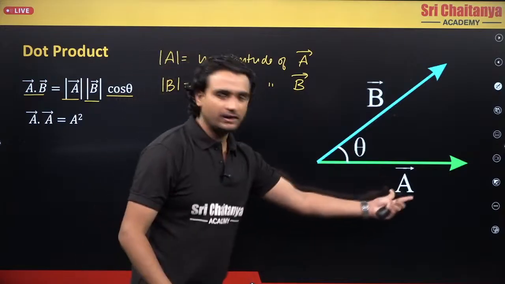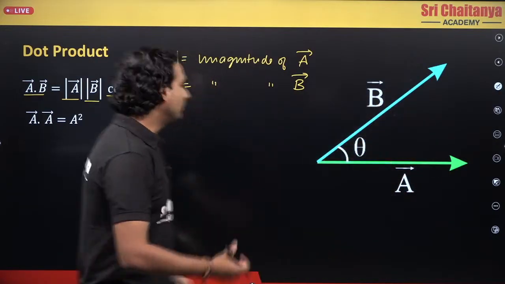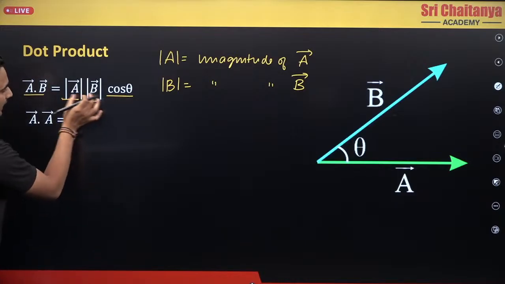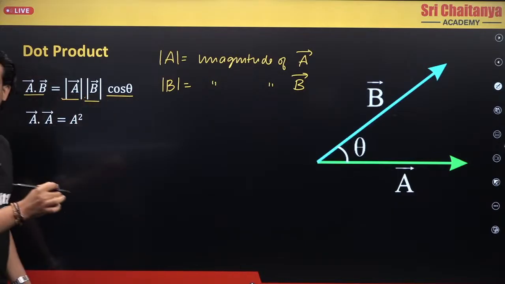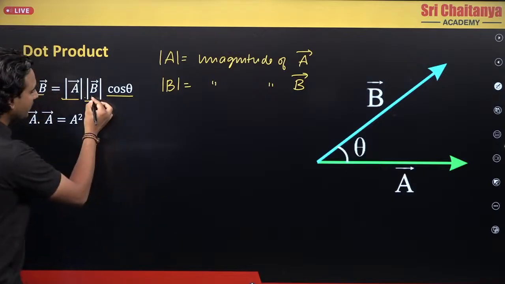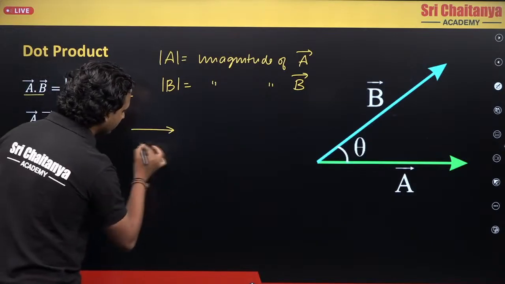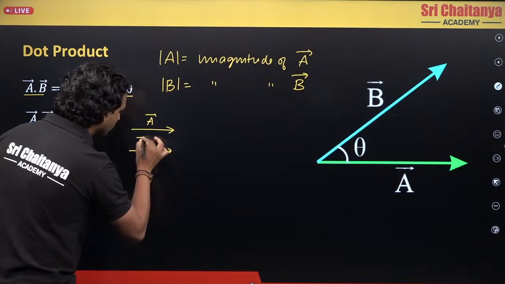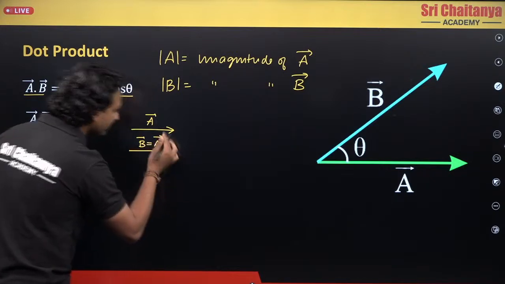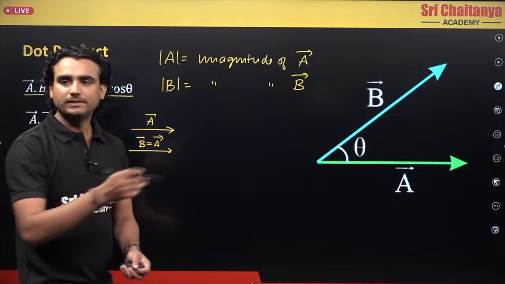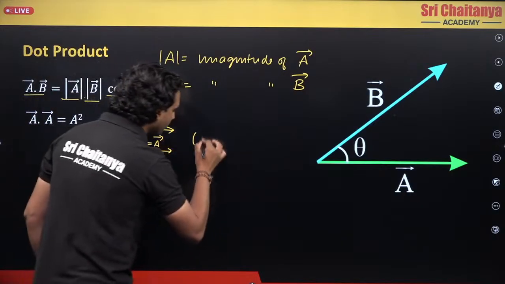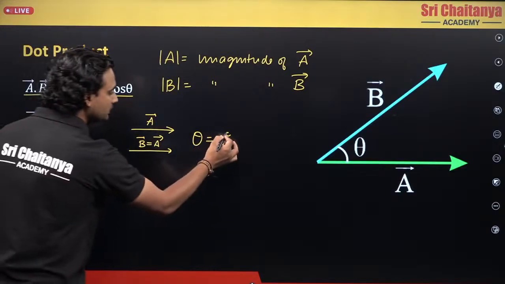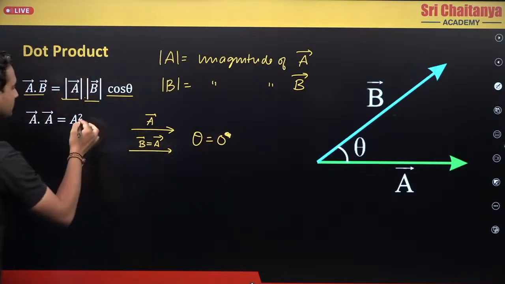So here I have vector A, here I have vector B, and this is the magnitude of this. Now let's suppose vector B is also equal to A. Then I have two vectors, vector A and vector B, which is also equal to vector A. So what is the angle between the two vectors? Basically I am pointing in the same direction, no? So the angle theta between them will be 0 degrees. And when the angle between them is 0 degrees, what is cos 0?